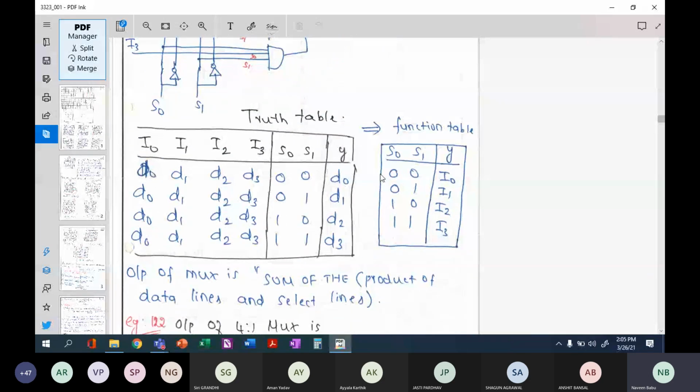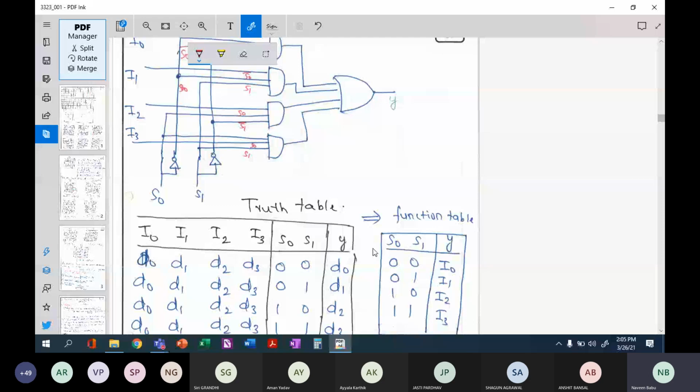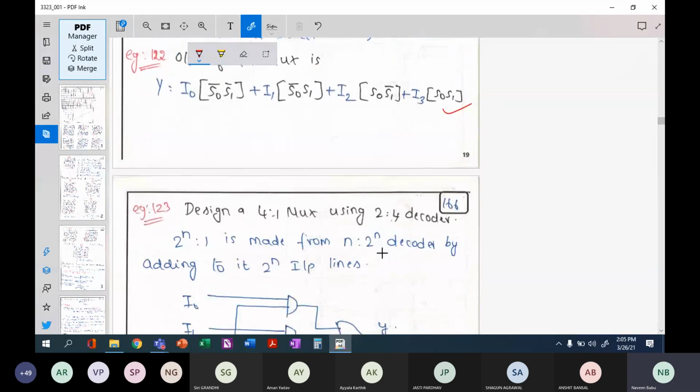So just to recall the truth table, this can be expressed as a Boolean expression. The output Y here can be expressed as I0 multiplied by S0 bar, S1 bar, and likewise, as written here. I think we ended our last class with this. Now today, the Boolean expression that you get will be an SOP expression. So now let us use the multiplexer to represent Boolean expressions.